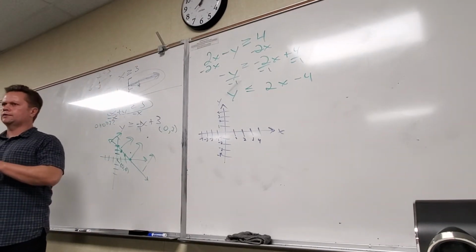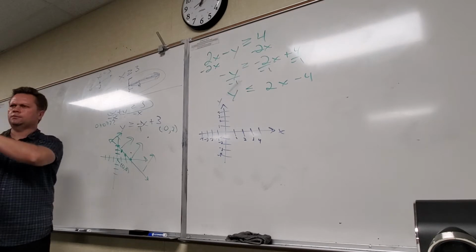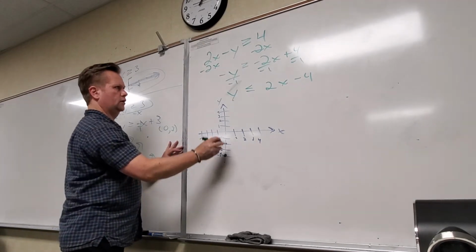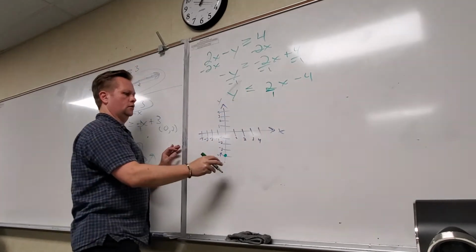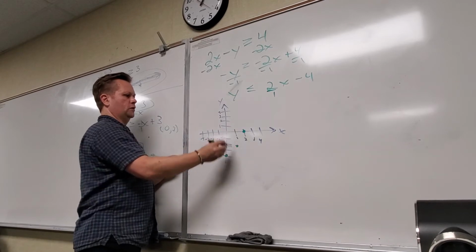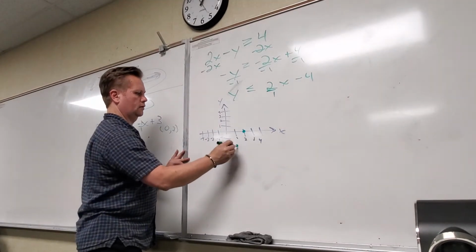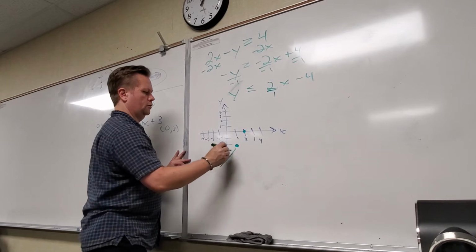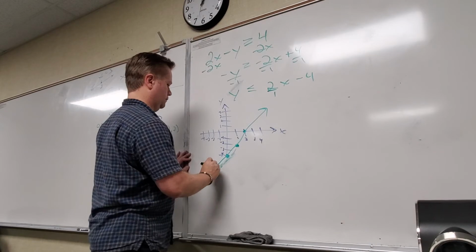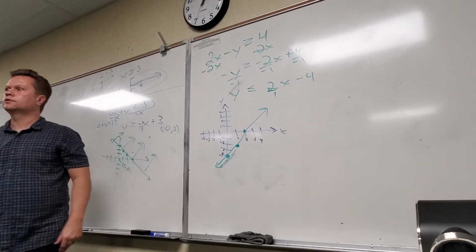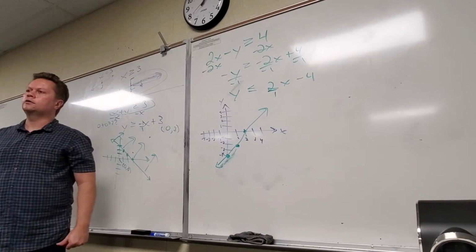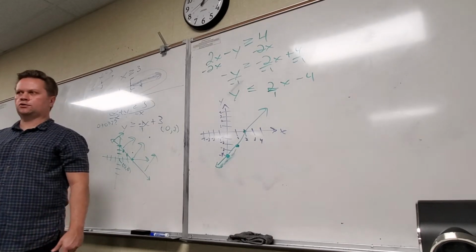All right, so to graph this sucker, what's my y-intercept? 0, -4. And then I go up 2, over 1. Up 2, over 1. All right. I put my line. When you see the slope, one number is going to be over 1, like just number 1. It's not an assumption, it's just true.